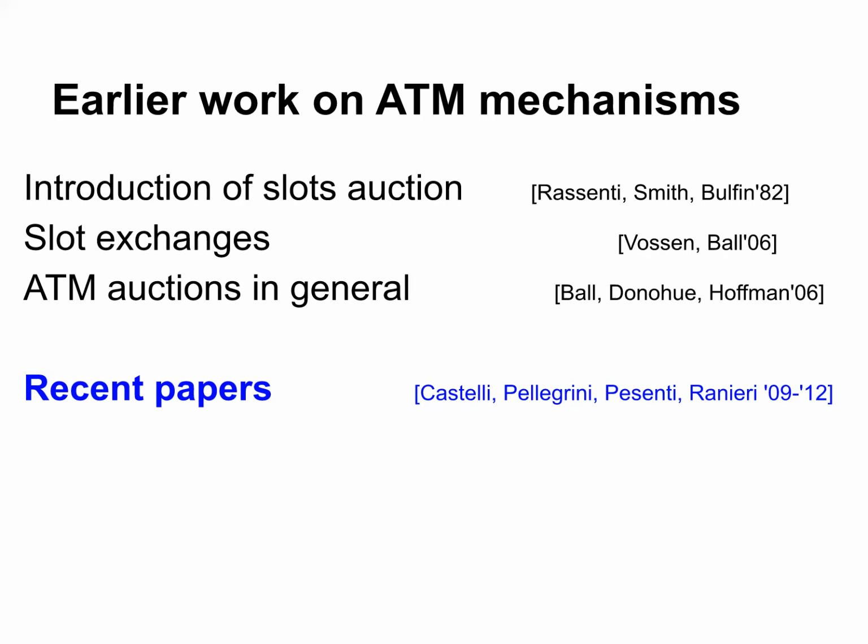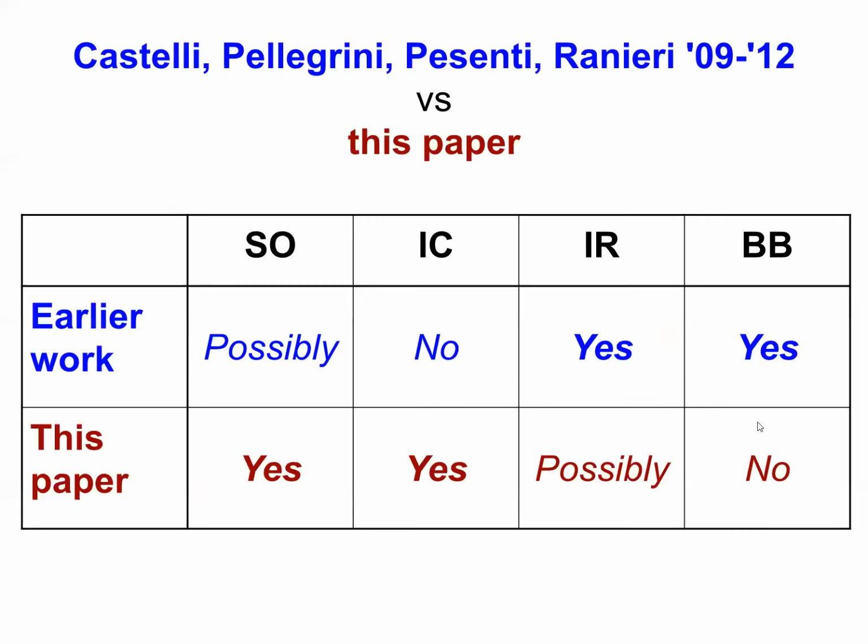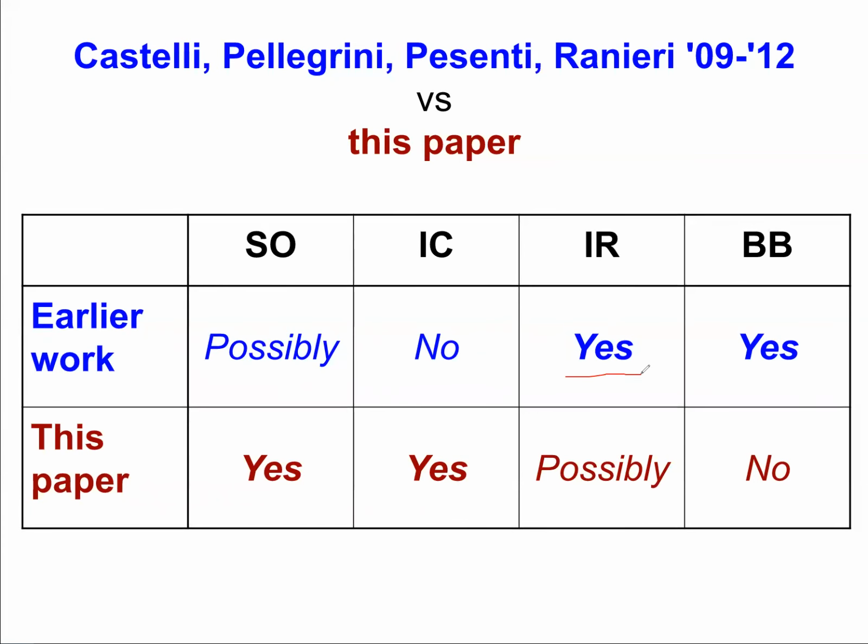There were also some recent papers by our Italian colleagues, appearing about 10 years ago, where they were designing mechanisms that were individually rational and budget balanced. They could have been made socially optimal, but of course, since you couldn't have all four properties, their mechanisms were not incentive compatible, not truthful. So they designed mechanisms with three properties, but not all four, unsurprisingly.